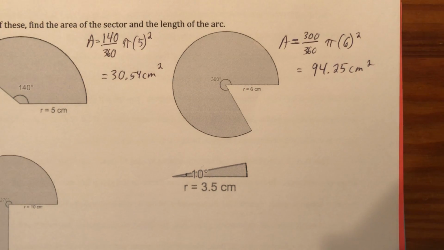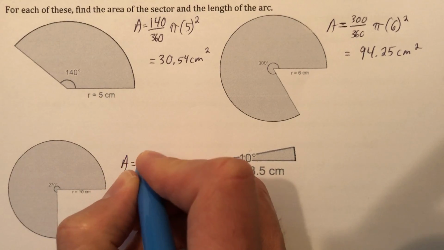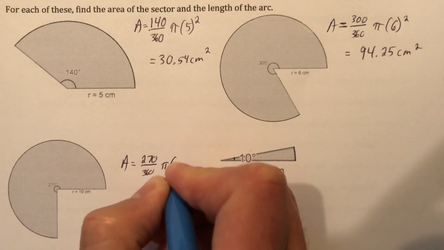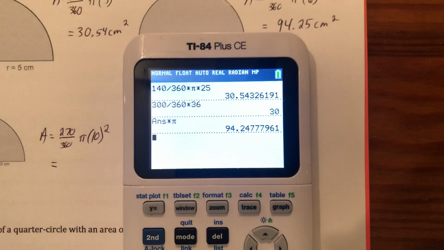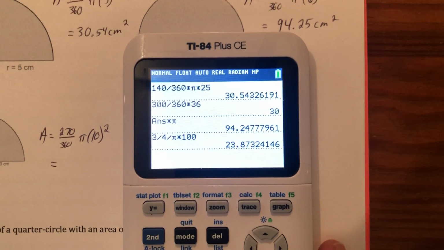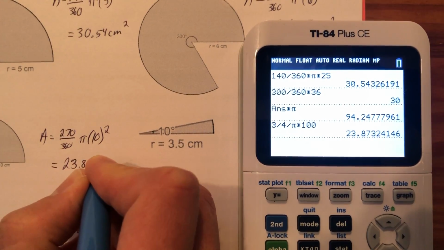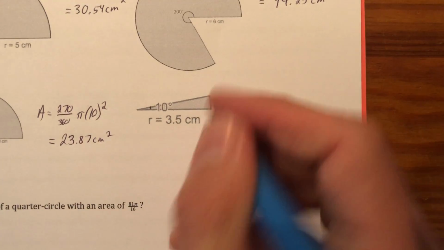And this gets really monotonous after a while because you got it, and you're like, wow, this is easy. So the area of this one is, well, I have 270 over 360 times pi times the radius squared. Let's go ahead and reduce that. That's 3/4. You can kind of see that from here. 3/4 times pi times 100. So 235.62, hmm, 23.87 square centimeters.